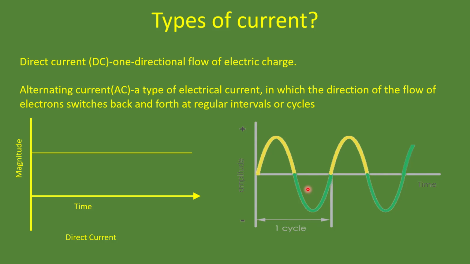So the direction of induced EMF also reverses, and it becomes peak when the coil is parallel to the magnetic field. Again it changes its direction and goes back to 0 like this. This is an alternating current.